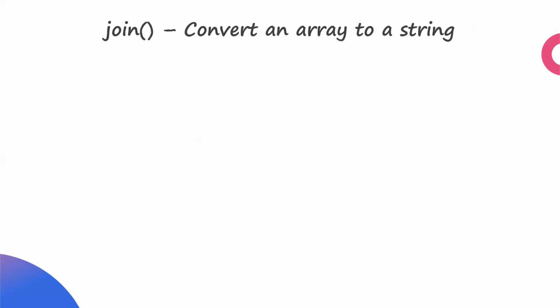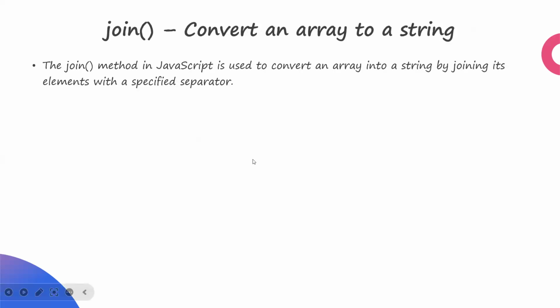Let's assume you have an array of names. If you want to convert that array to a string, you use the join method. So the join method in JavaScript is used to convert an array into a string by joining its elements with a specified separator. So you're going to join the elements of the array to a string with a specified separator.